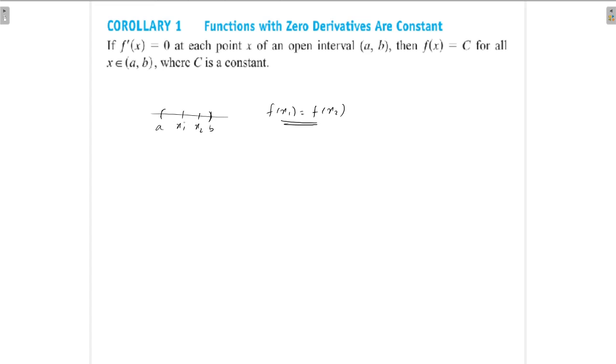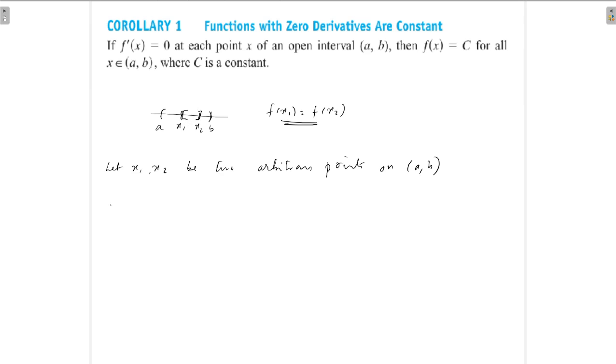If we choose any two arbitrary points, x1 and x2 are not particular points, they are arbitrary points from this interval, we have to prove that f of x1 equal to f of x2. So let x1, x2 be two arbitrary points on the open interval (a, b). Then we can consider an interval with this x1 and x2 as endpoints.